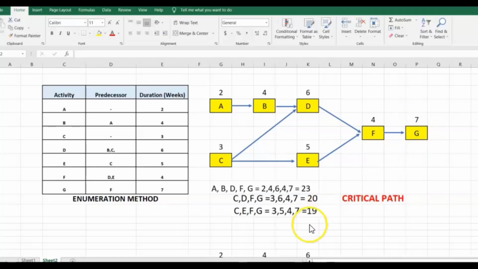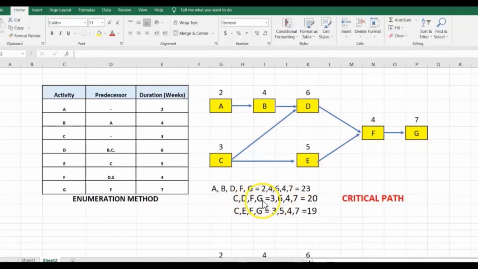So how do you determine by the enumeration method the critical path? You have to determine how many paths there are in the schedule. You have A to B to D to F and to G. That's the first path. A, B, D, F, G. And what you do, you put an equal and then you check the duration. 2 plus 4 plus 6 plus 4 plus 7. And that's 23 weeks.